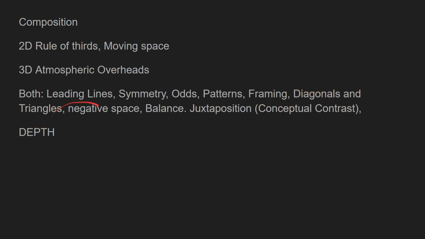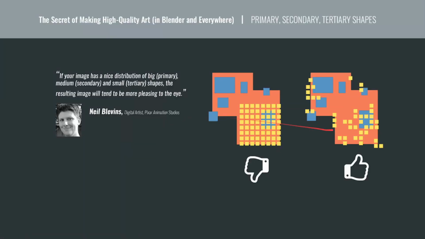Diagonals and triangles, that's weird. I'm not going to explain it. Negative space, basically giving your eyes places to rest. That's back with this. Basically, you don't have detail everywhere.